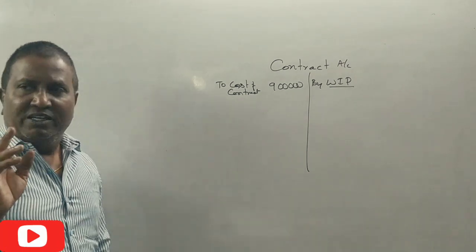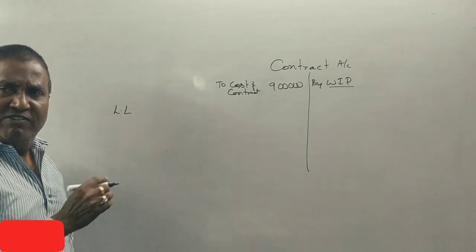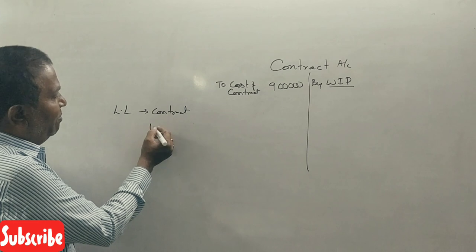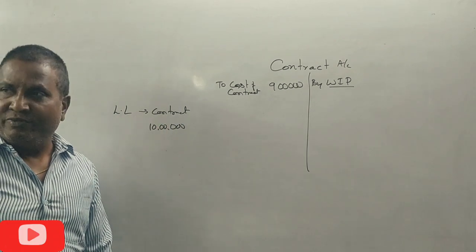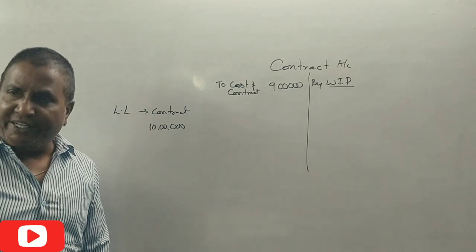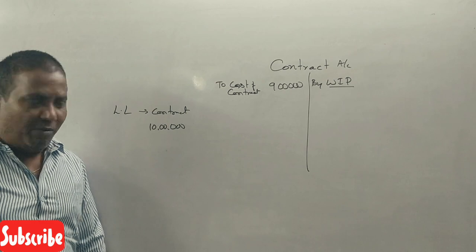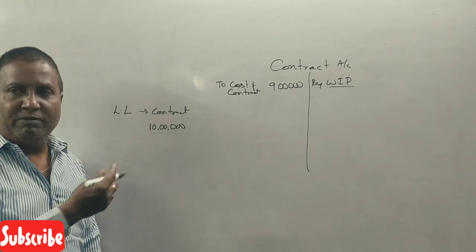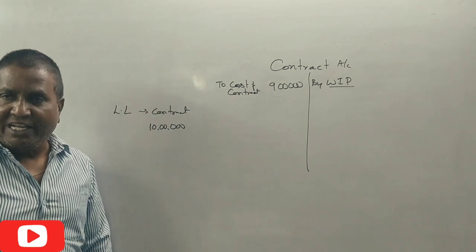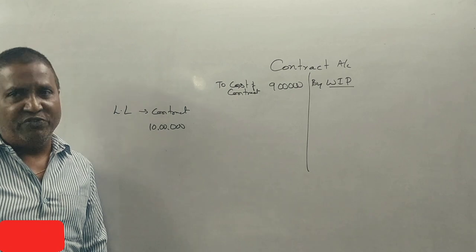Please look at here. See, generally, the landlord will give a job to a contractor. The contractor will say, sir, I have completed 10 lakh rupees of work. Now, 10 lakh rupees work is complete. The landlord appoints an engineer or architect, who comes to the site and certifies that the work is complete. Then the landlord pays the contractor the 10 lakh rupees, but he will retain some portion, 10% or 5% or 15% or 20%.